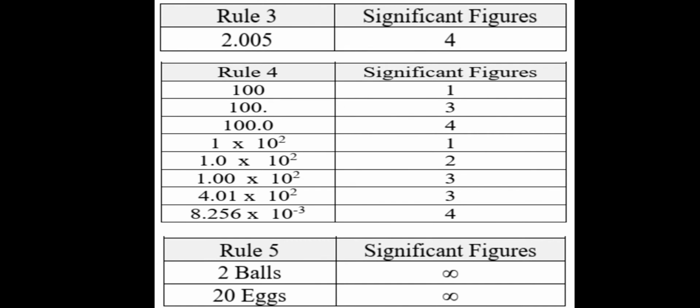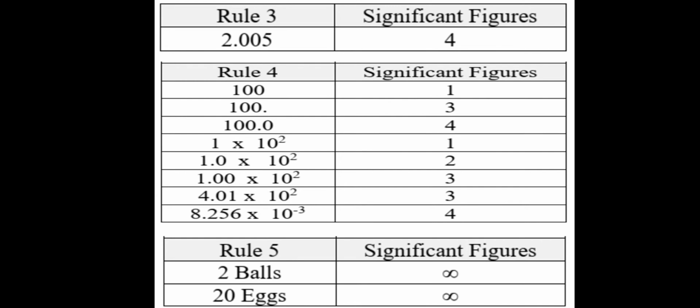Now come to rule 3. According to this rule, zeros between two non-zero digits are significant. Here is one example I am showing: 2.005 has four significant figures.